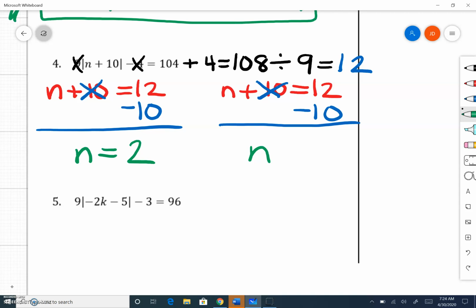Oops, this one should have been a negative over here. My bad. Add those together. Negative 22.